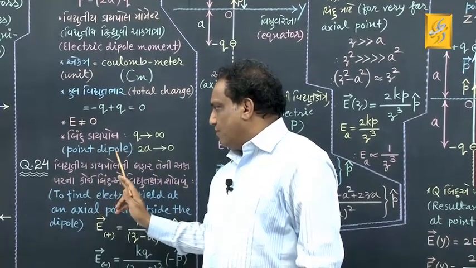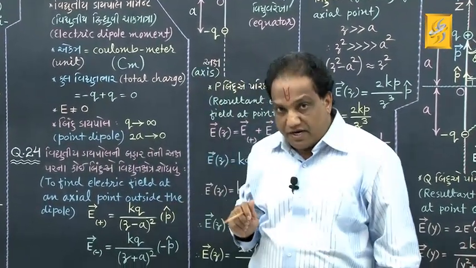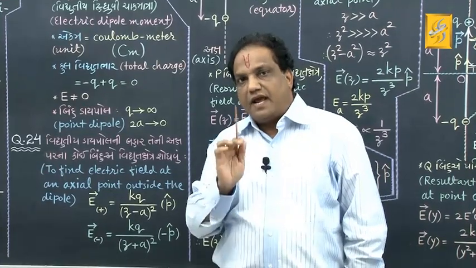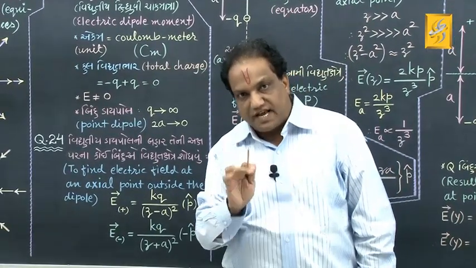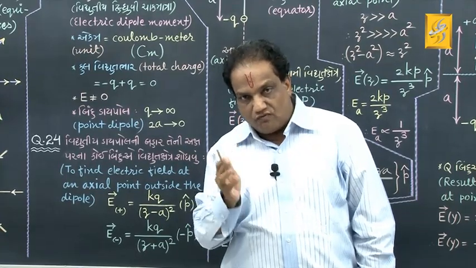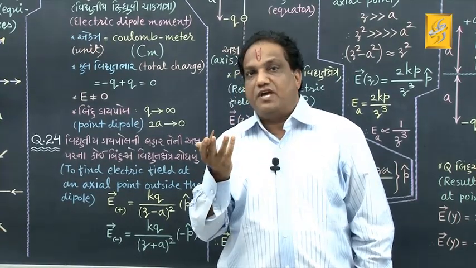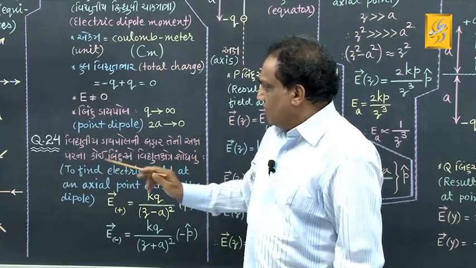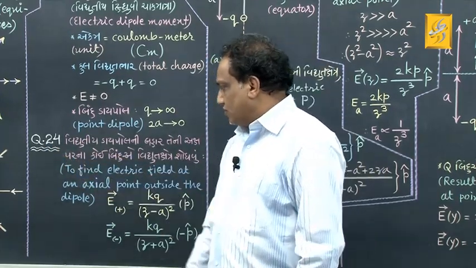Now, for a point dipole, we would like to determine its electric field at some point on its axis and at some point on its equator. First of all, what do you mean by axis? What do you mean by equator? Let us see. We now go for question number 24.